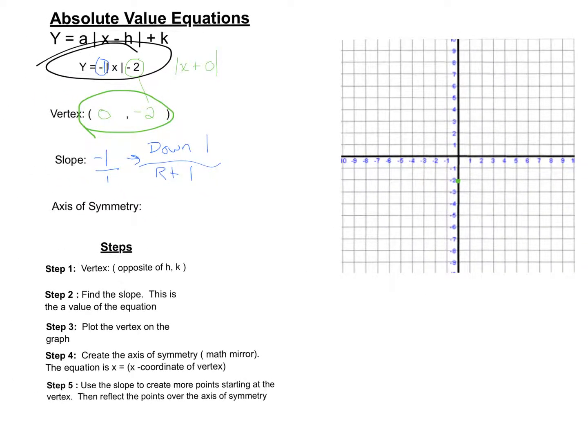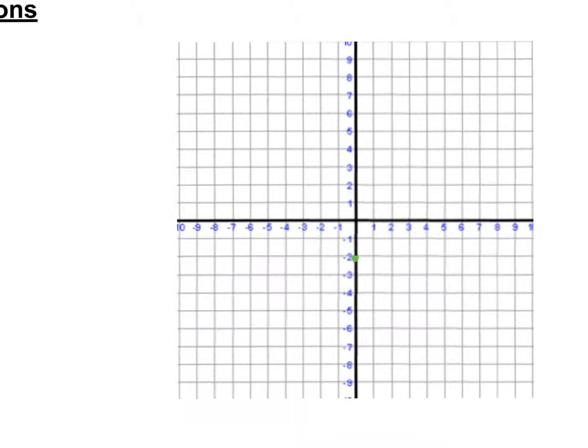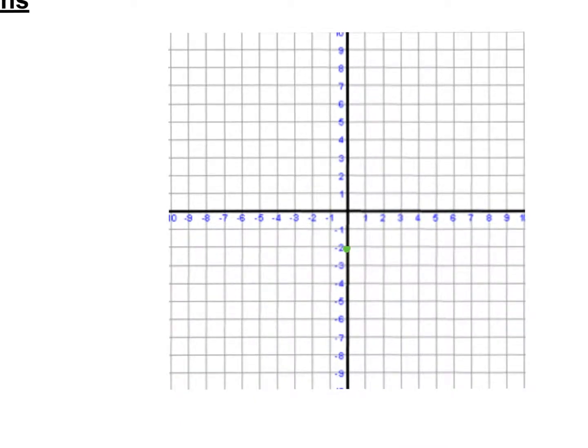we have to find the axis of symmetry. Now again, the axis of symmetry, x equals, and it's the x coordinate of the vertex. Now, in this case, it is 0. So, doing this one out, it's going to be right on the axis, so it's going to look tricky, but it is what it is. So your axis of symmetry is the y-axis. Okay?